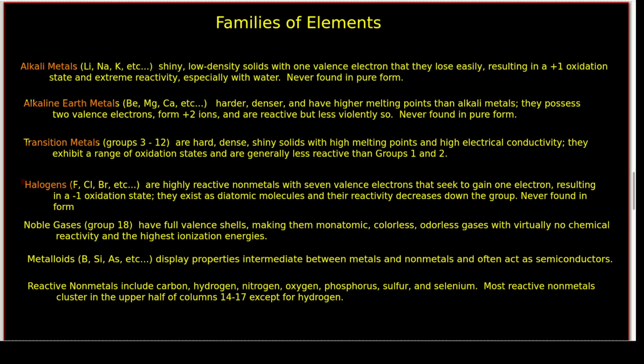Your halogens are highly reactive nonmetals with 7 valence electrons that are aggressively seeking to gain one more electron, resulting in a -1 oxidation state. They exist as diatomic molecules, which means they exist as two atoms combined together, such as F2, Cl2, etc. And they're also never found in their pure form because they're too reactive.